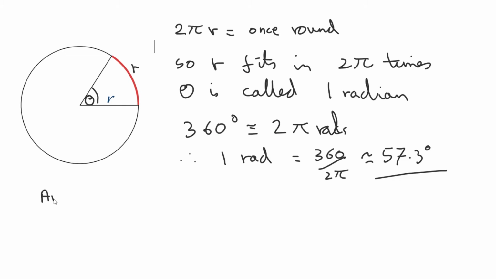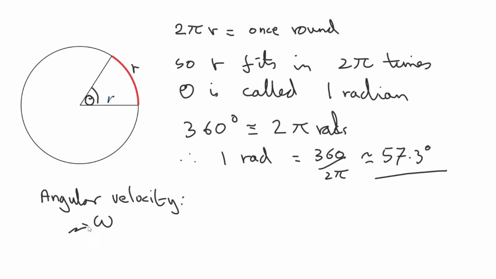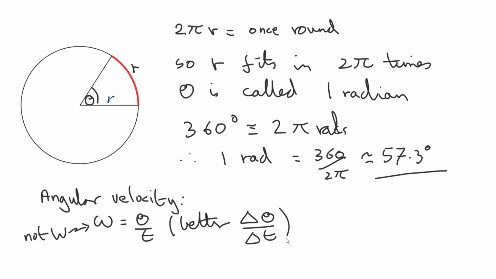We're now going to move on to angular velocity, which is a measure of how many degrees or radians an object rotating turns through in a given time. This is given the symbol omega, which as you can see is not the same as w. This is defined as being the angle rotated through over the time taken, or perhaps better still, change in the angle over the change in the time. This is normally measured in radians per second, but not always.